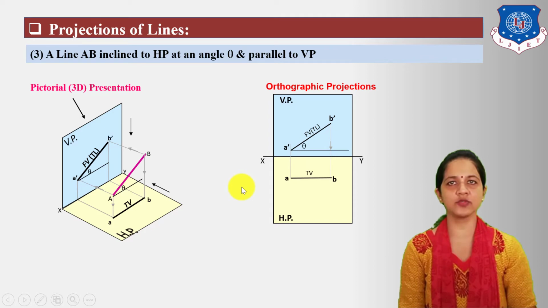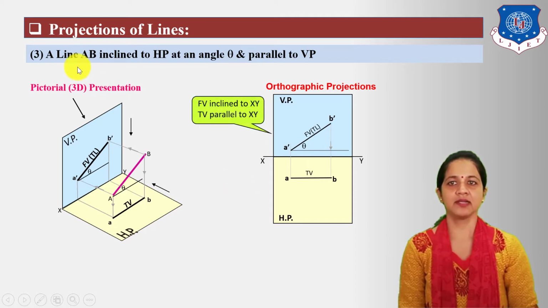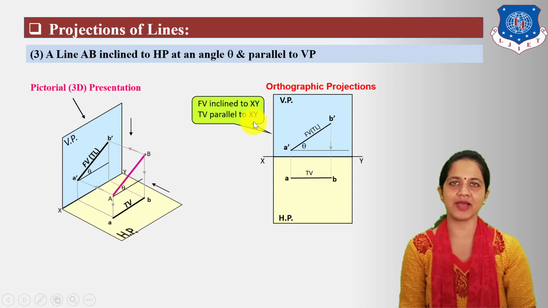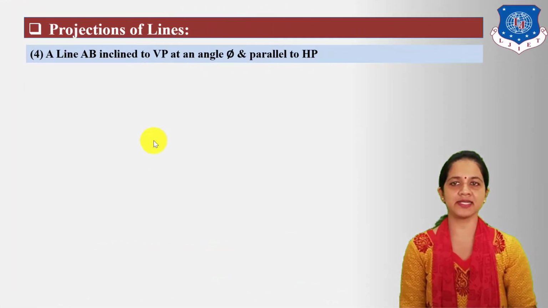Now what is the conclusion of this case? When a line AB is inclined to HP at an angle theta and parallel to VP, then the front view is inclined to XY at an angle theta and the top view is parallel to XY or parallel to VP. Next, let us understand the fourth case of line.